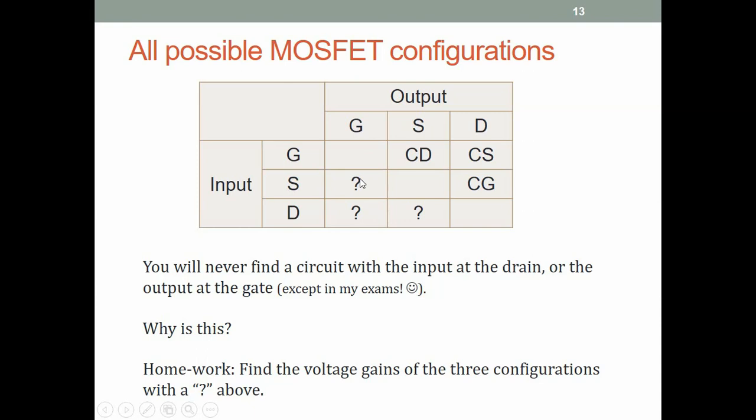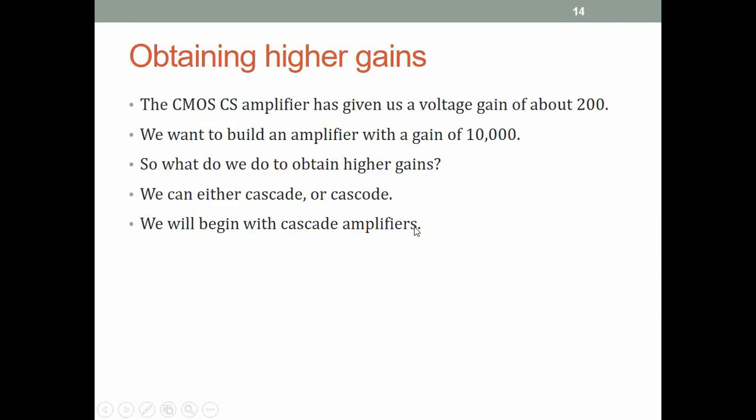Of course, you'll have to first draw a circuit where you can take the output at the gate. Alright, if you apply a direct voltage source at the gate, obviously you cannot take the output there. So whichever terminal you are taking the output from, you put a resistor to ground, then you can take the output there. Alright, so please find these three voltage gains, and that will answer the question, hopefully, why these are never ever used as amplifier configurations.